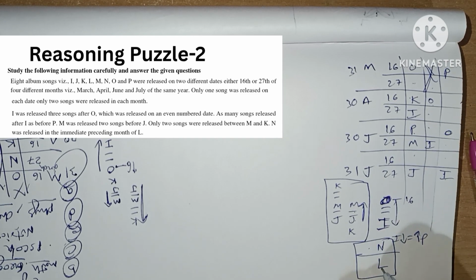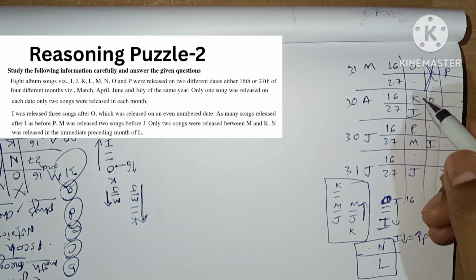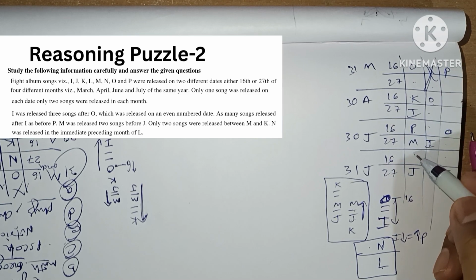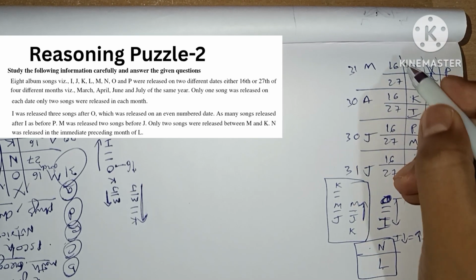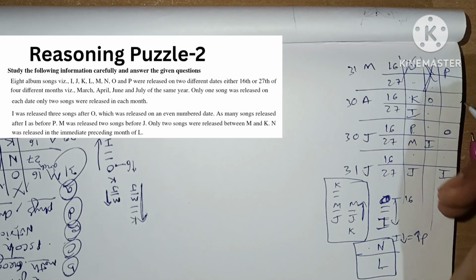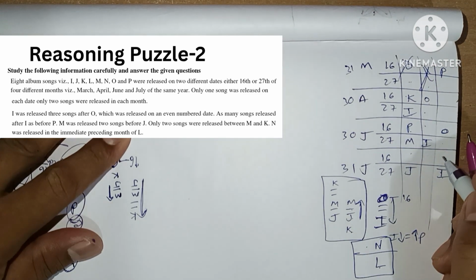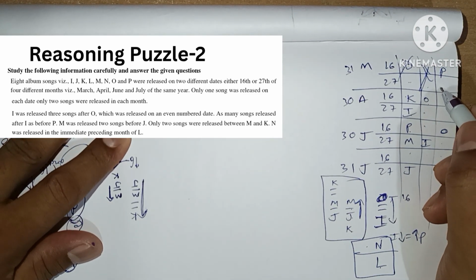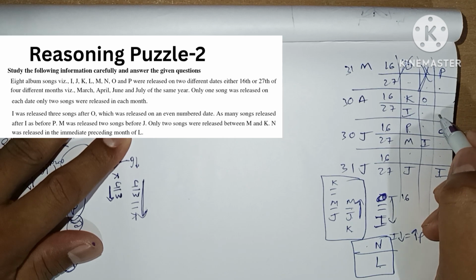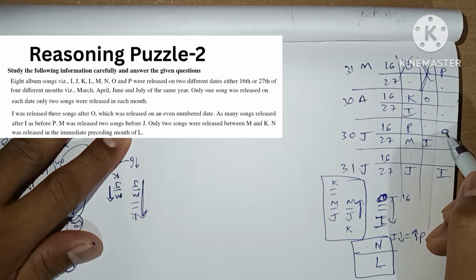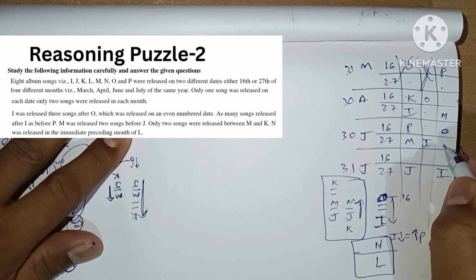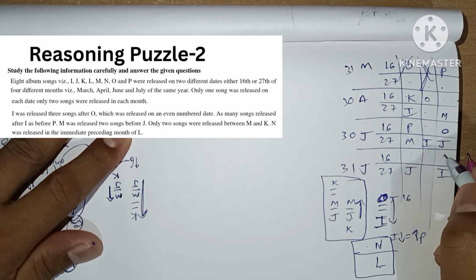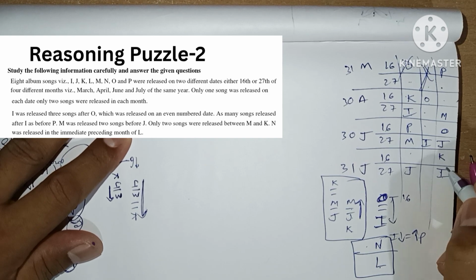N and L are immediate preceding months. Here we cannot place L and N in immediate months, so this case fails. So we are left with only one more possibility, where we can place M dash K, M dash J here. But we cannot place K here. So we have one more possibility, which is M dash J here and K is placed here.